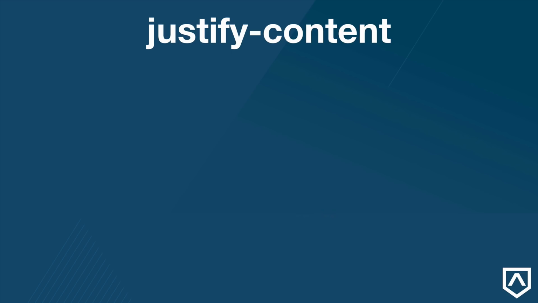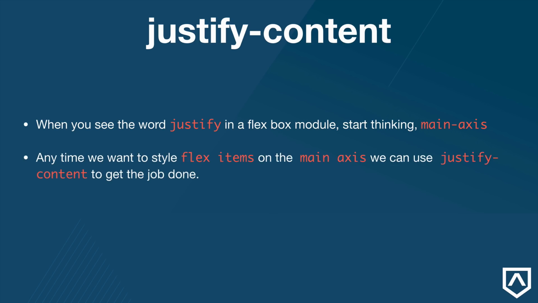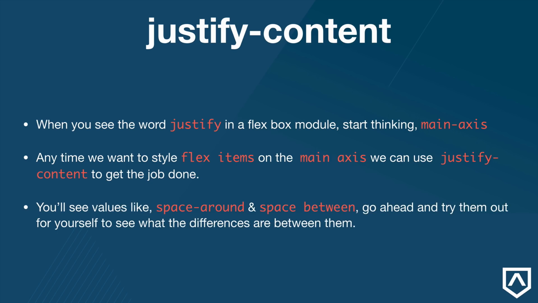All right, now that we know how to change the direction and the flow of our content, we can manipulate the way that our items lay out. We need to learn about spacing within our items, and we do that with justify-content. When you see the word justify in a Flexbox module, start thinking main axis. Anytime we want to style flex items on the main axis, we can use justify-content to get the job done. You'll see values with justify-content like space-around and space-between.